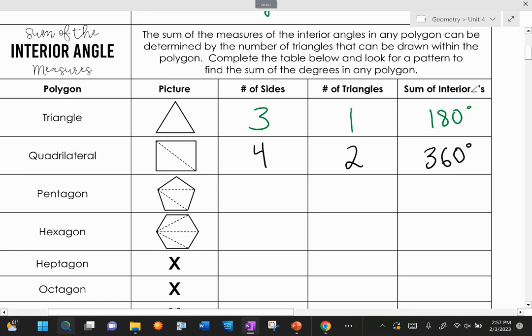Pentagon. That seems to be 5 sides. Now, which came first? The shape, the pentagon, or the government building? The shape. Yes, that's where they named it. They did not build the Pentagon and go, you know what? We should make this a shape.